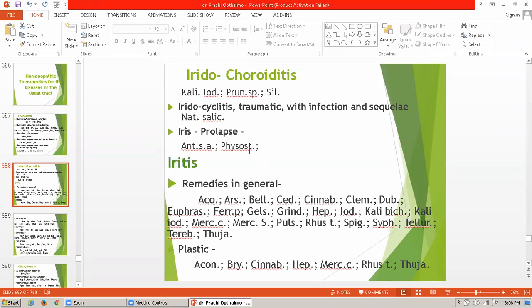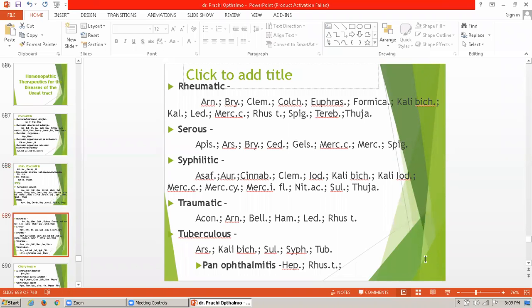For iritis, that is inflammation of the iris, remedies used in general are Aconite napellus, Arsenicum album, Belladonna, Citron, Cinnabar, Clematis, Euphrasia, Ferrum phos, Gelsemium, Iodum, Kali bichromicum, Kali iodatum, Mercurius, Mercurius sulph, Pulsatilla, Rhus tox, Spigelia, Staphysagria, Symphytum, Tellurium, Terebinthina, and Thuja can be used.